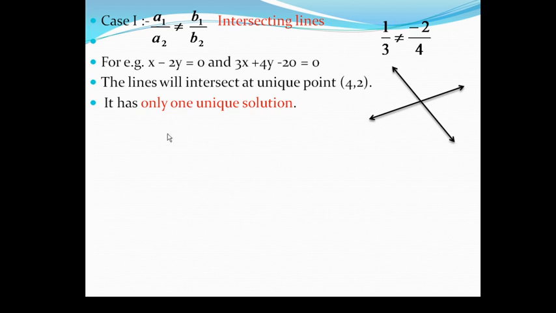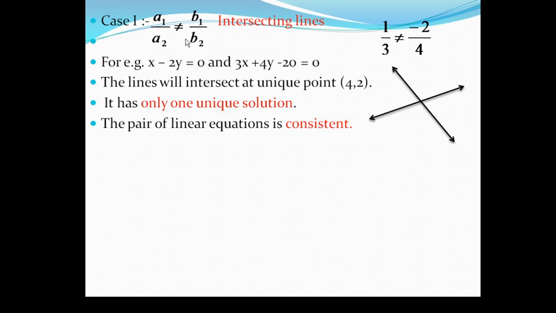Okay, since it has only one unique solution, the pair of linear equations is consistent. Whether it has a unique solution or infinitely many solutions, if it has a solution, then the pair of linear equations is consistent. Because we have only two cases: one is one unique solution, the second is infinitely many solutions. So if we get a solution, that means the set of linear equations is consistent.